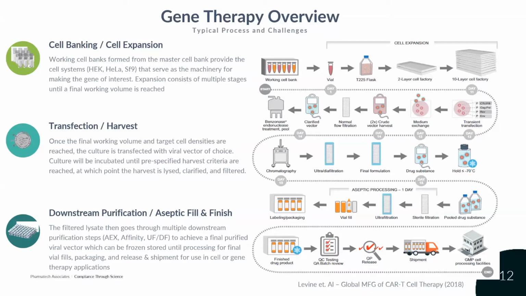To get the cells up to a working volume and a large enough viable cell density, and then ultimately there's some sort of transient transfection process that takes place that allows you to deliver the vector that you're looking for, and then eventually once your cells reach a high enough population, the culture gets incubated until your harvest criteria are reached, and then from there on there's a bunch of downstream purification.